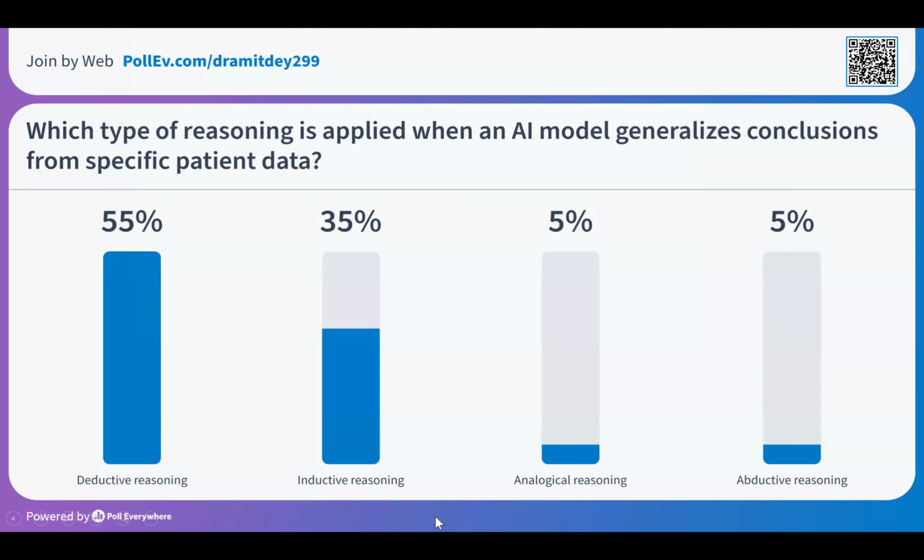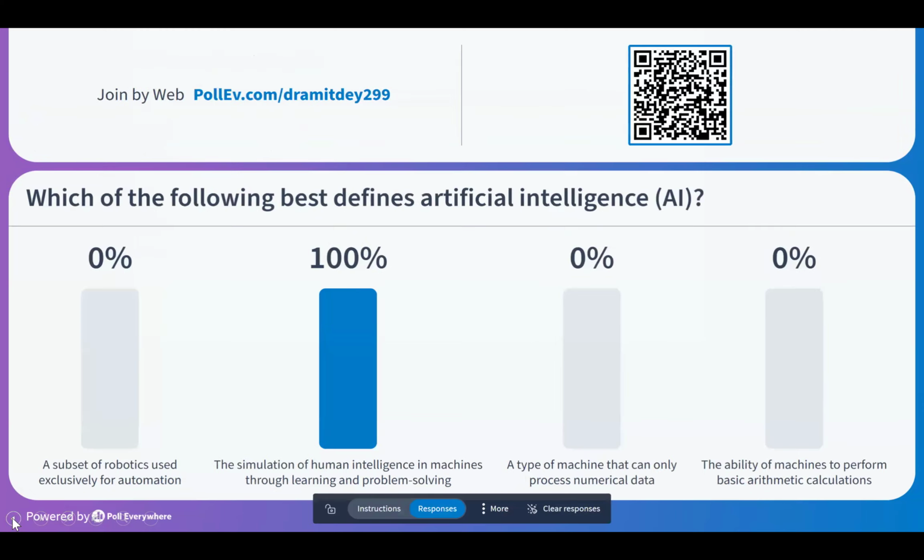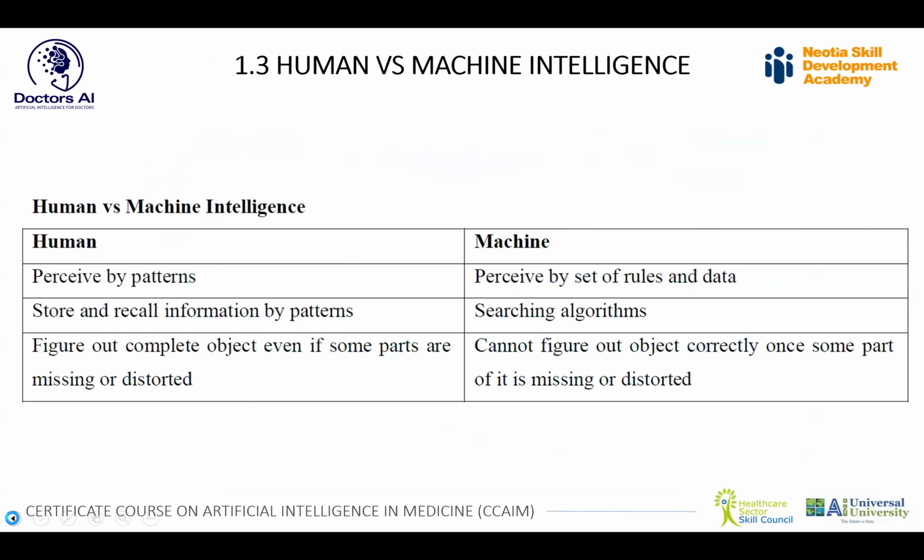So now the question was, which type of reasoning is applied when an AI model generalizes conclusions from specific patient data? From the explanation which Professor Roy Gupta has given you, I think 35% of you got this correct. It is inductive reasoning, since you're looking at specific patient data points. Let me get back to the slide on deductive and inductive reasoning for a quick recapitulation for everybody.